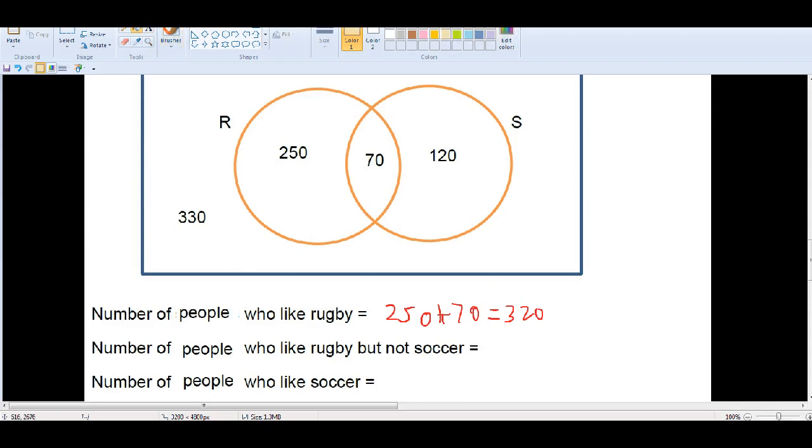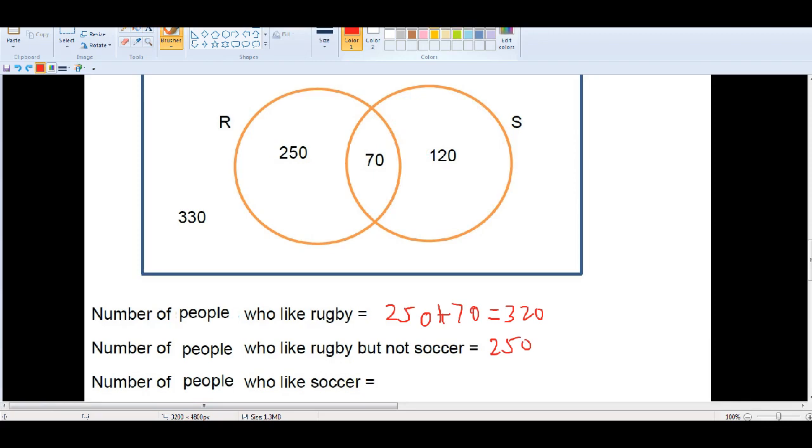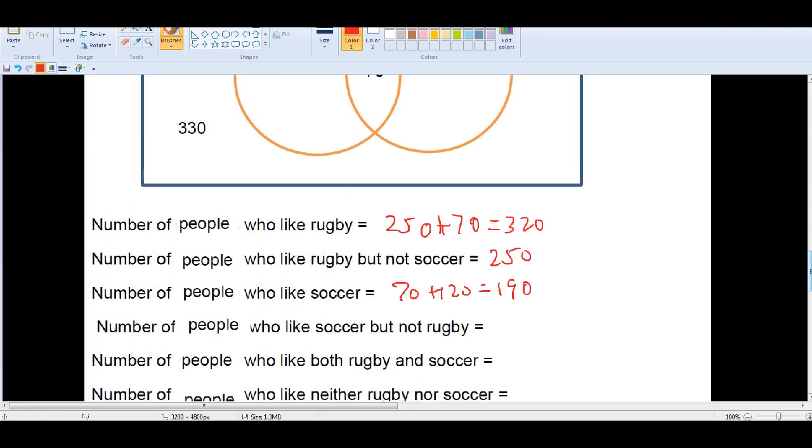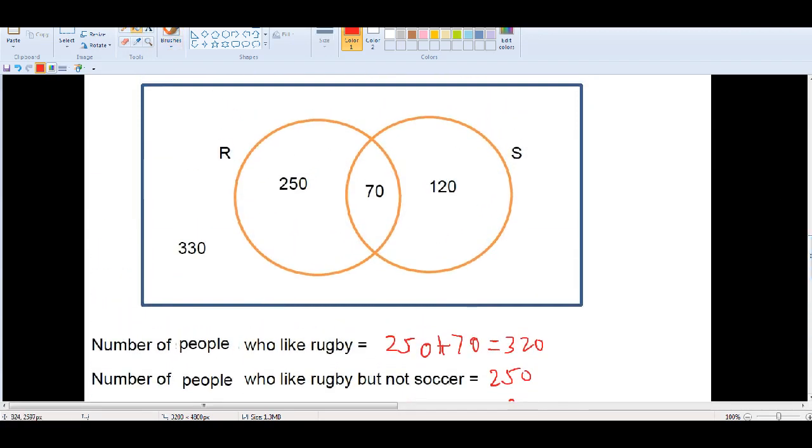Alright, number of people who like rugby but not soccer. Only rugby, not soccer. Okay, 250 this time. Who like soccer? Soccer means football, right? So it should be the whole circle. This time you got 70 and 120, which will be 190. Who like soccer but not rugby? Soccer only. 120, which should exclude that 70.